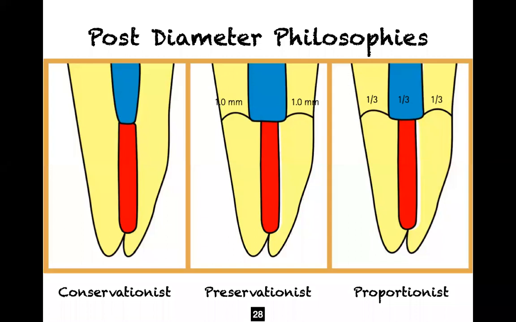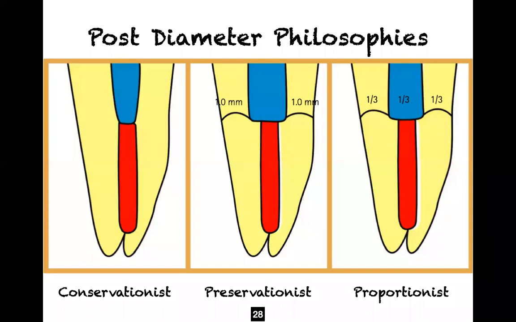So the first one is conservationist. Conservationist approach में क्या होता है? Please start writing, and you also have to draw the diagram. Conservationist approach जो होती है, it advocates minimal canal preparation. I repeat, it advocates minimal canal preparation and maintaining as much residual dentine as possible. It maintains as much residual, जो बची हुई dentine है root dentine side में, as much residual dentine as possible, therefore suggesting restriction of post diameter in an effort to conserve the remaining tooth structure.